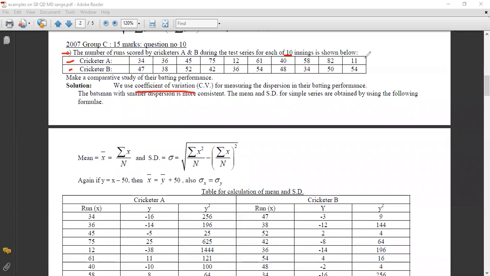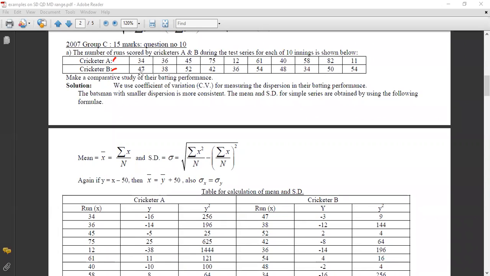Now make a comparative study. I repeat, make a comparative study. You have to compare these two cricketers on their batting performance. That is, we compare the quality and performance of cricketer A and cricketer B. Whether cricketer A is good with respect to batting performance, or cricketer B is good. Who will be better?